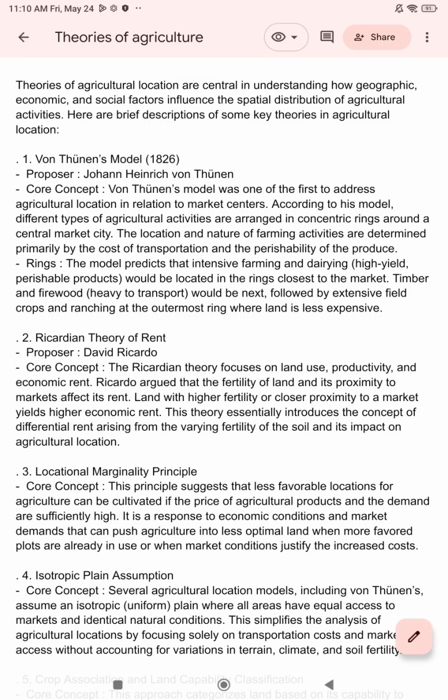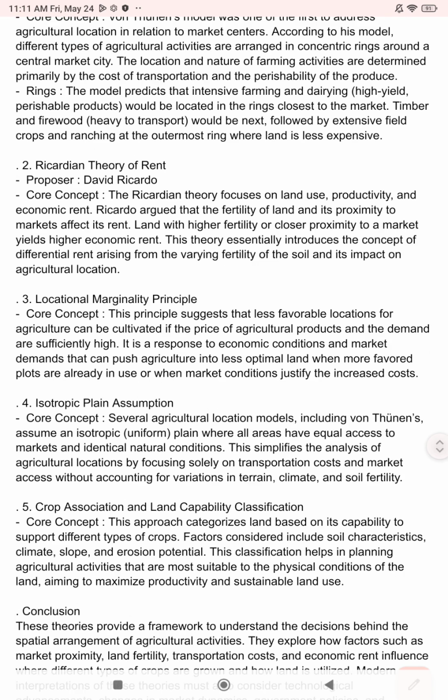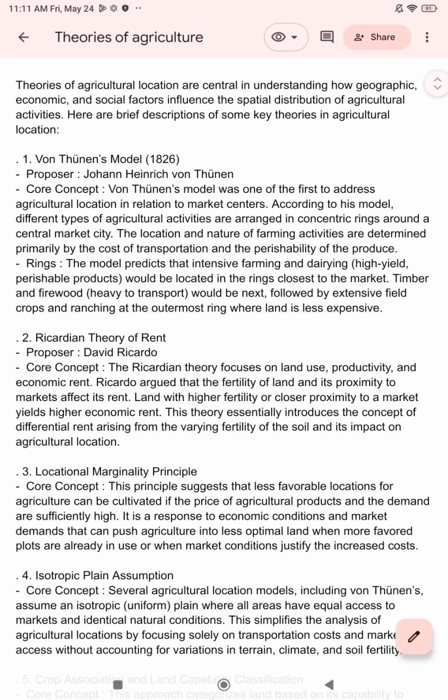Today we will see the theories of agriculture. This topic is important from the point of view of economic geography and agriculture as well as locational analysis. So let's start. Today we will see a few theories, in total four, that deal with how the location of agriculture is decided.